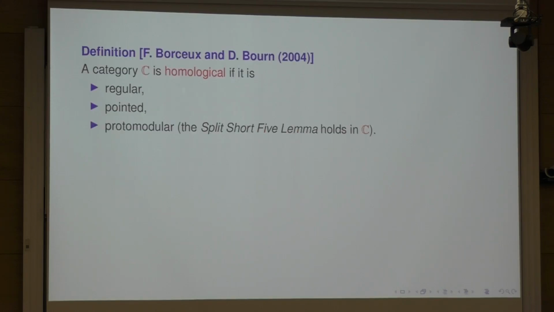So, what is a homological category? It is a regular category, so you have the regular epi-mono factorizations that are pullback stable. It is pointed, and it is protomodular in the sense of Bourn, which means that the split short five lemma holds in C. So this definition is due to Borceux and Bourn, and they called it homological because the main homological lemmas, like the snake lemma and the 3x3 lemma, are known to hold in this context.